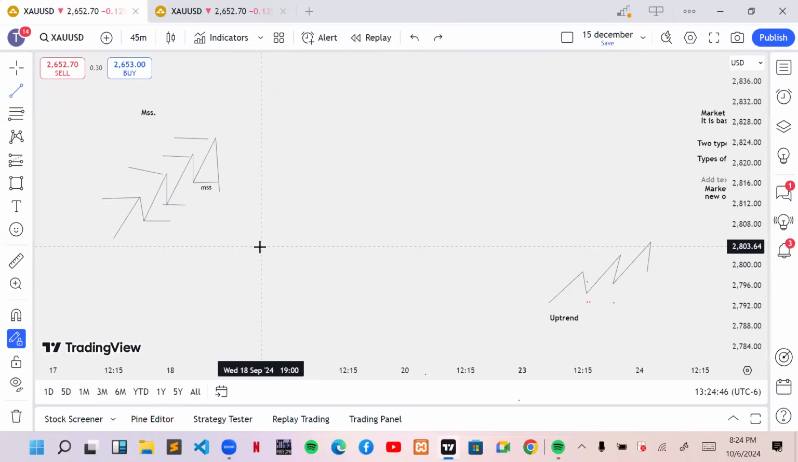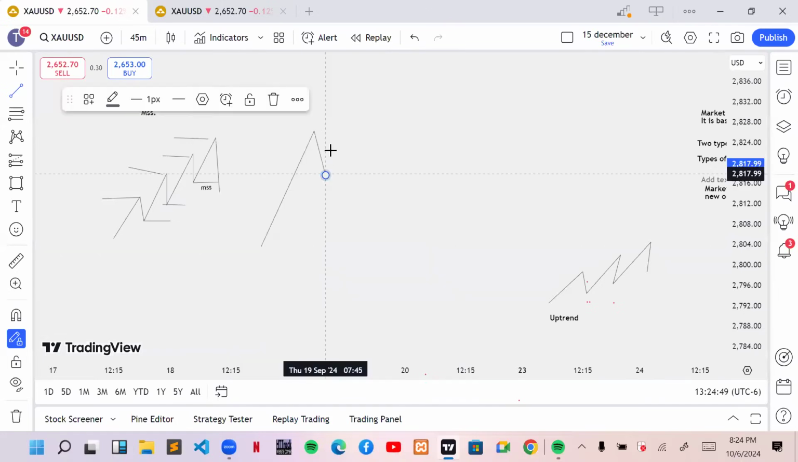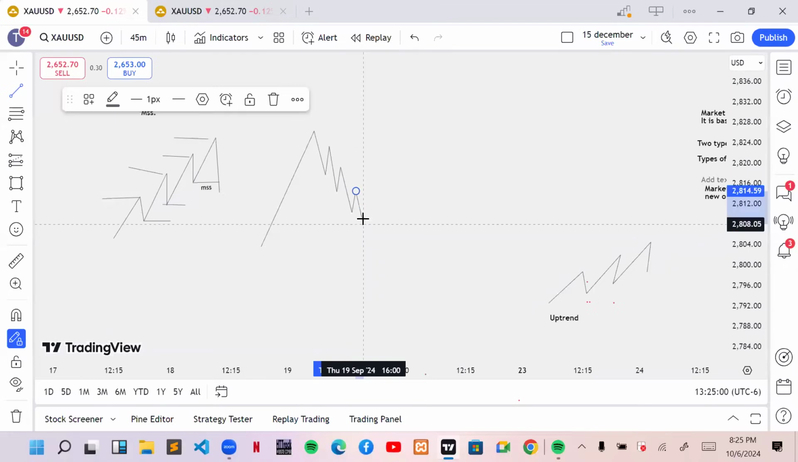So let's assume this was a... yeah. So this is lower highs, lower lows, lower highs, lower lows. Then the market does something like this, lower highs, lower lows. Then it does something like this: a higher high.